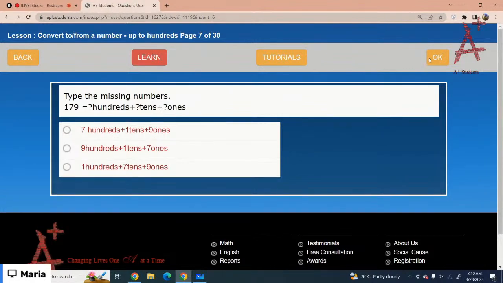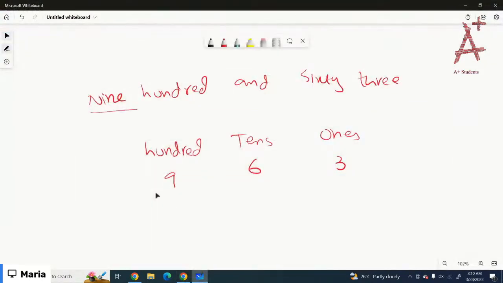Okay, type the missing number, which is the correct option? 179. So which is the correct option? Yes, 1 is at the hundreds position, 7 is at the tens position. Hard? How? Let me just explain. Like you have 179. How do you read the number? How do you read this number, Yasmin? Just write it down in the chat box. If you know how to read the number, then it wouldn't be hard. How do you read this number?